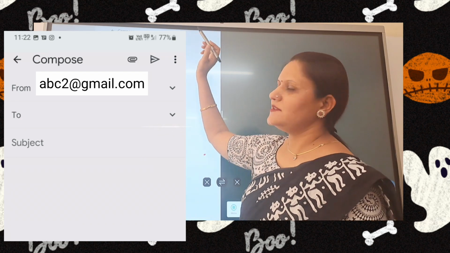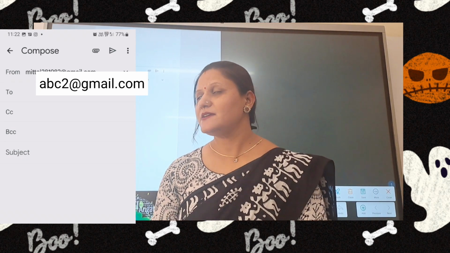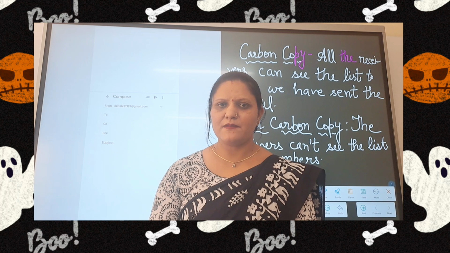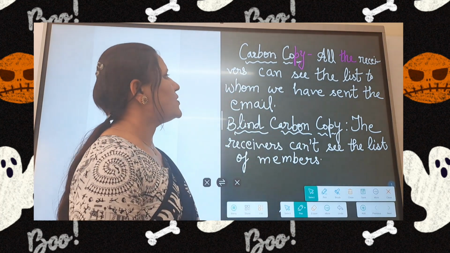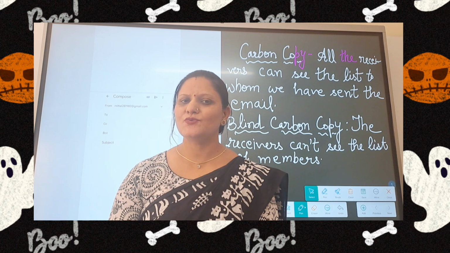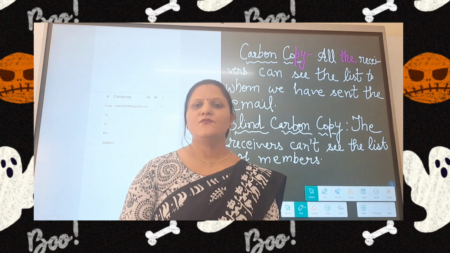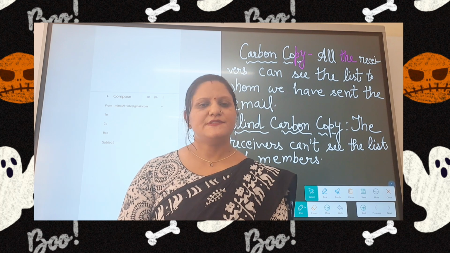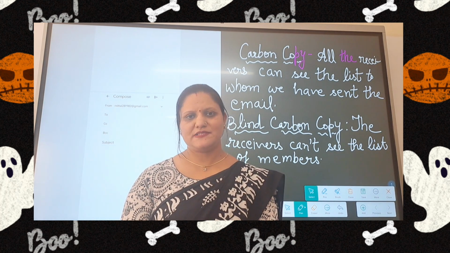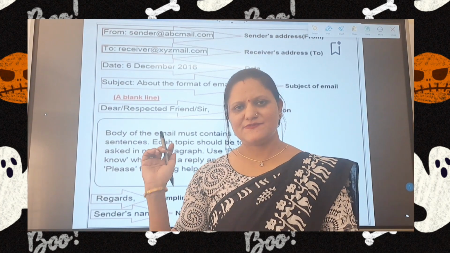When we click on the sign, it will show us CC and BCC. I have written here the definitions of carbon copy and blind carbon copy. Carbon copy: all the receivers can see the list of other receivers to whom we have sent the email. And blind carbon copy: the receivers can't see the list of the members to whom we have sent the mail. I want to make you clear with this format.